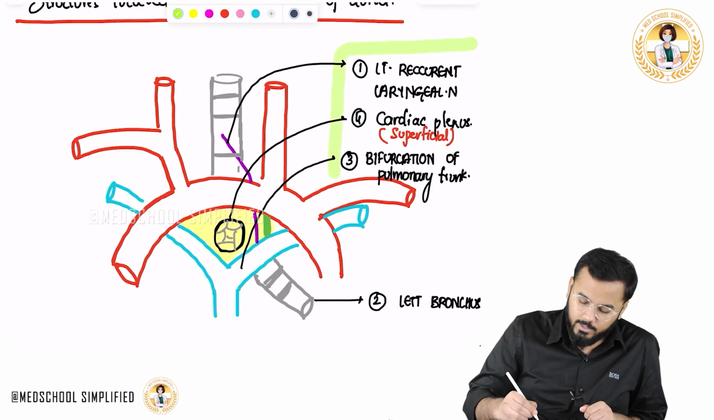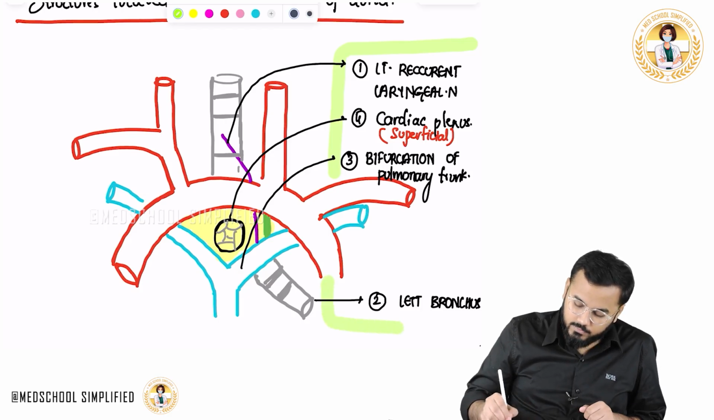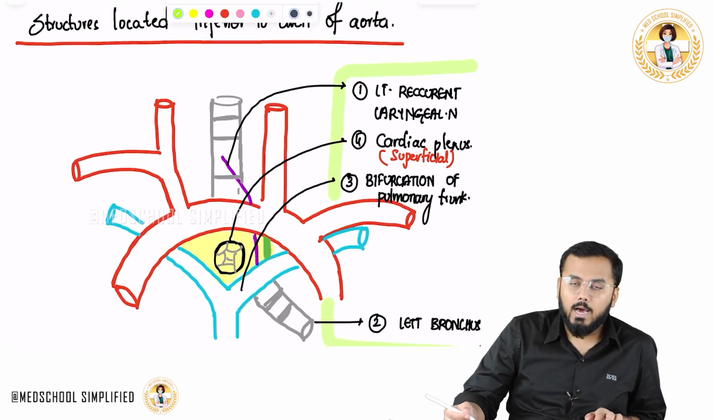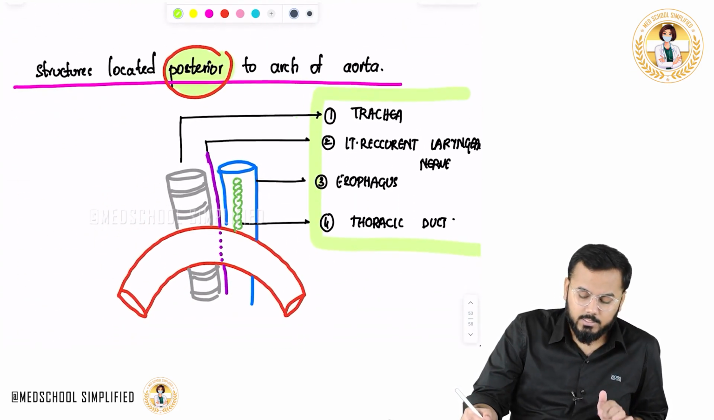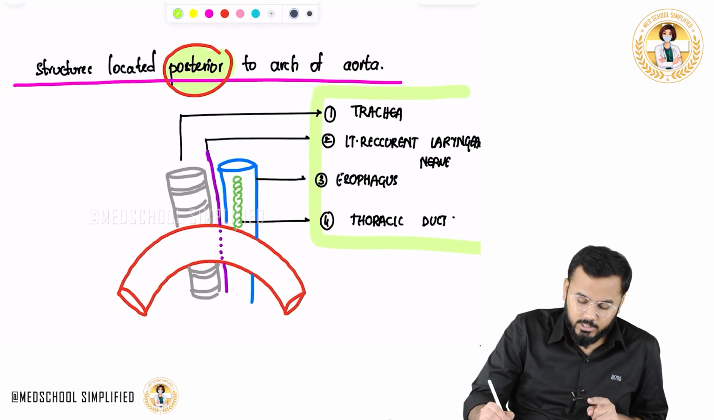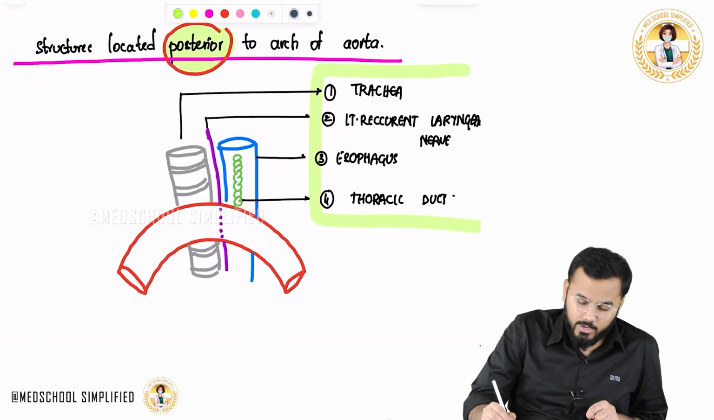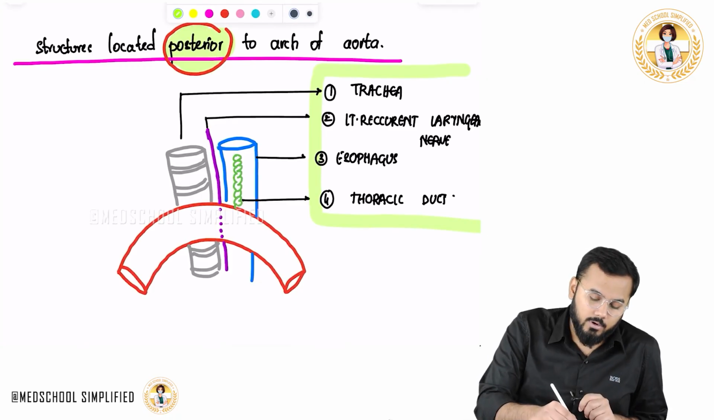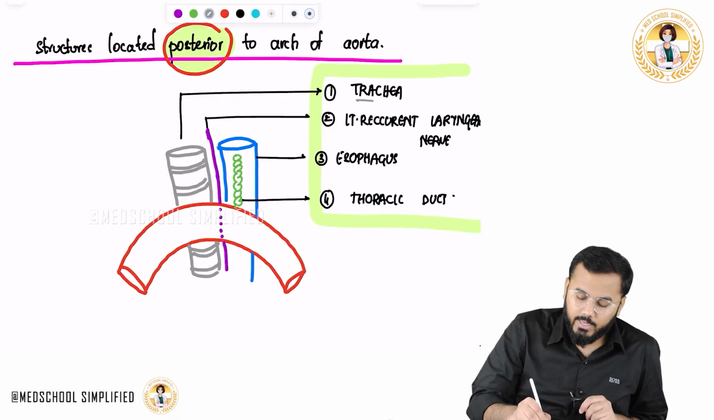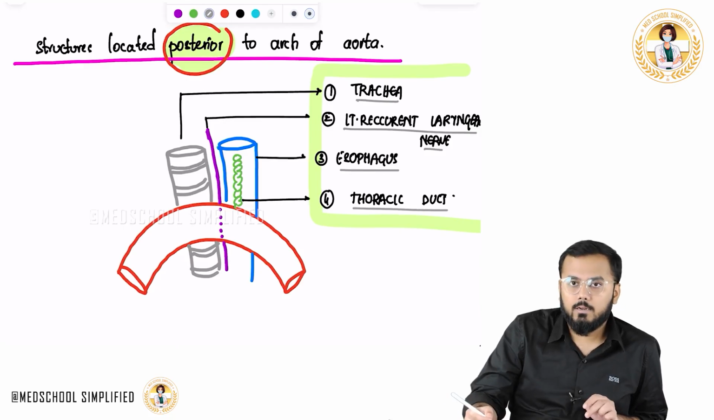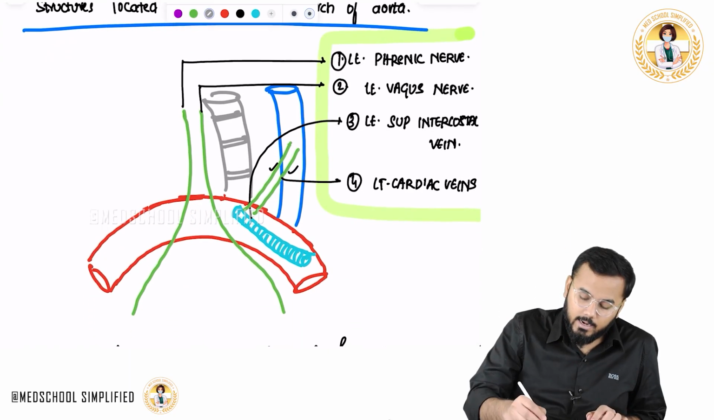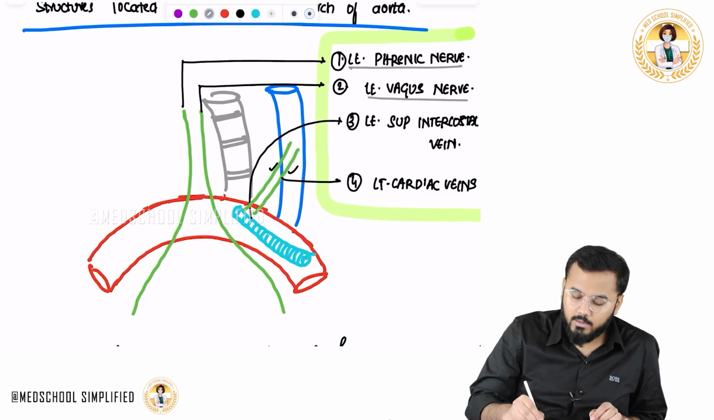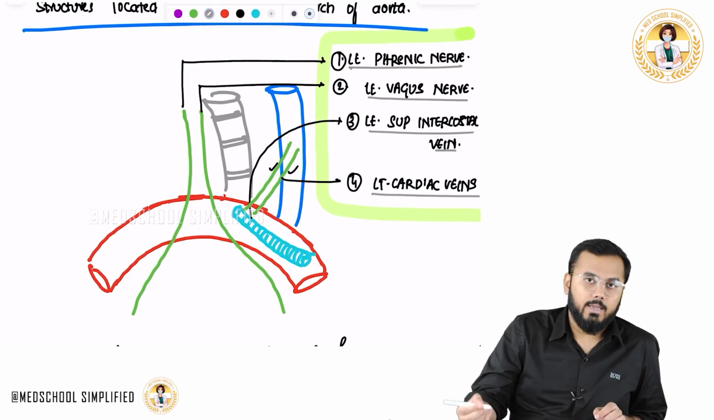These are located exactly where? These are the structures which are located inferior to the arch of aorta, right? So what are the structures so far we have discussed, guys? First we started discussing the structures that are located posterior to the arch of aorta. We had trachea, left recurrent laryngeal nerve, esophagus and the thoracic duct. Now after that we discussed structures that are located anterior. Anterior are your left phrenic nerve, left vagus nerve, left superior intercostal vein, and left cardiac vein.